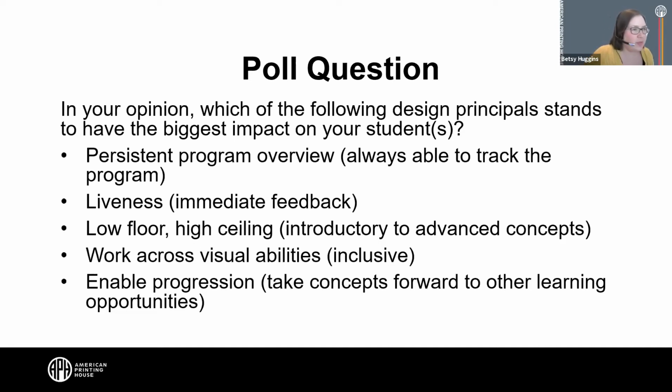The largest group, at 38%, selected enable progression, so the ability to take concepts learned through CodeJumper onto other opportunities. 31% selected work across visual abilities, so the idea that it's an inclusive design. 23% selected liveness, the immediate feedback that you get from CodeJumper. And finally, 8% selected persistent program overview, so the ability to always track the program and have it in front of you, not have to memorize key steps. So thank you for taking that poll. As Jim said, we're going to launch it again towards the end of the webinar. But I'm going to end our poll right now and hand it back to Jim.